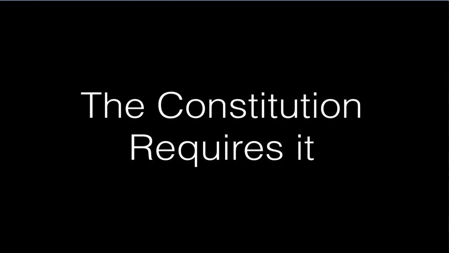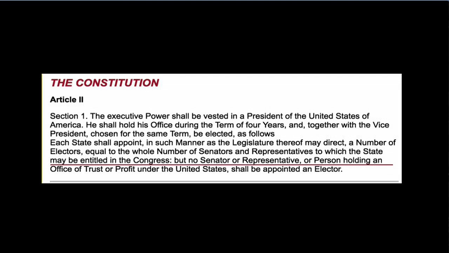So, why do we do the system this way? Why do we do the system as a winner-take-all system in 48 of the states? Well, for starters, the Constitution requires us to have an electoral system. This is the part of the Constitution that requires us. It's Article 2, Section 1. The executive power shall be vested in the President of the United States of America.